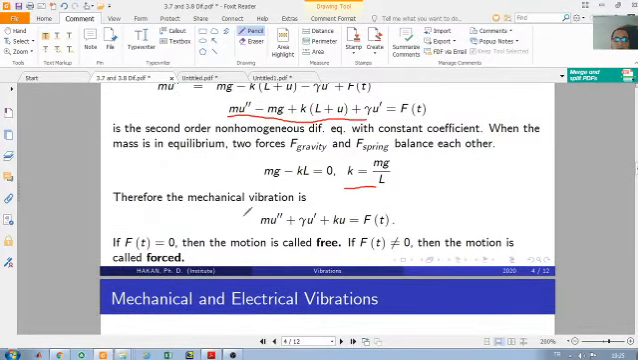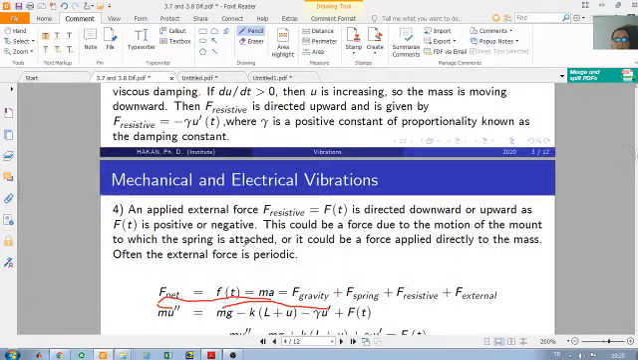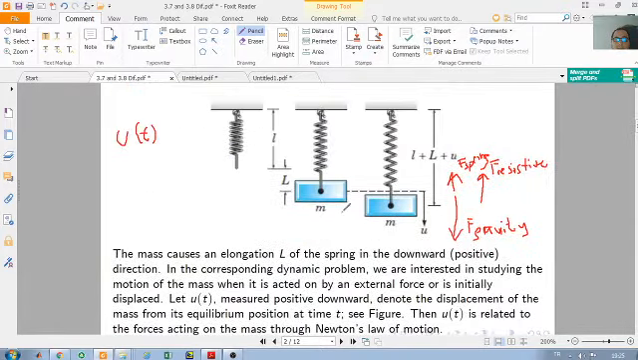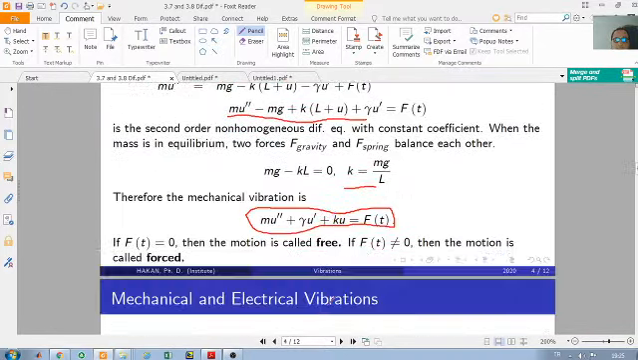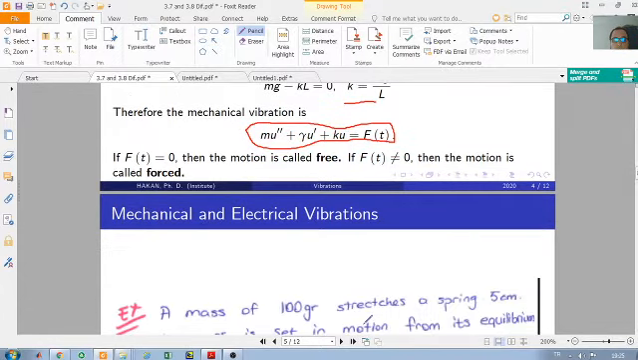Okay, this is our formula for determining the motion of the mass attached to a vertical spring hanging from a rigid support. Okay, we can model this event by using a second order linear differential equation, you see.